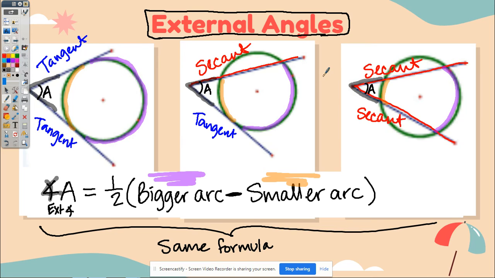Notice that this is minus, subtraction, because we're talking about external angles. The formula you just learned in the previous slide was addition because it was internal. External, you're going to remember to subtract. Notice it still has the 1/2 though, so that's good. Let's go on to the next slide.